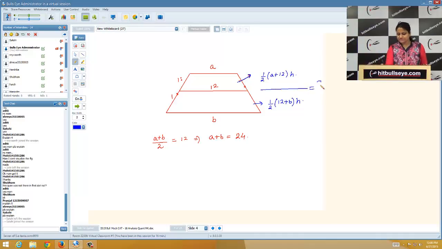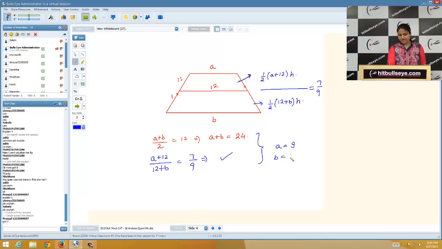Now this ratio is given as 7:9. So (a plus 12) divided by (12 plus b) is equal to 7 by 9. So we have one more equation in a and b. Now we have two equations in a and b. We can solve them and get the values of a and b. So a comes out to be 9 and b comes out to be 15. Now you can find anything here, I think. Is it okay with all of you?